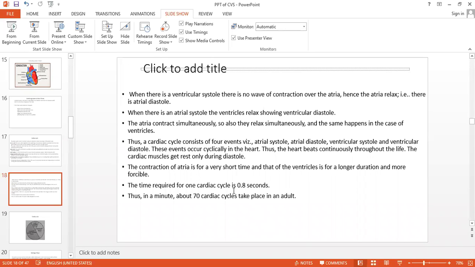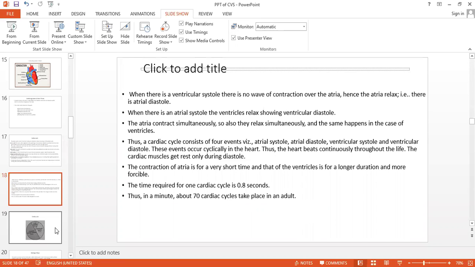The time required for one cardiac cycle, that is the atrial systole, atrial diastole, ventricular systole, ventricular diastole, is 0.8 second. So per minute, how many cardiac cycles take place? 70 cardiac cycles take place. That's why it is 70 beats per minute in adults.